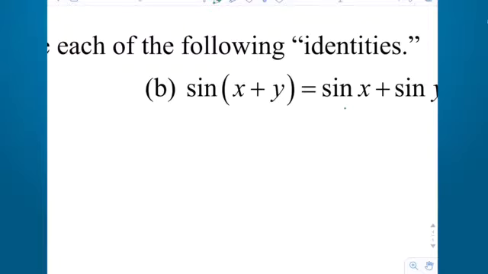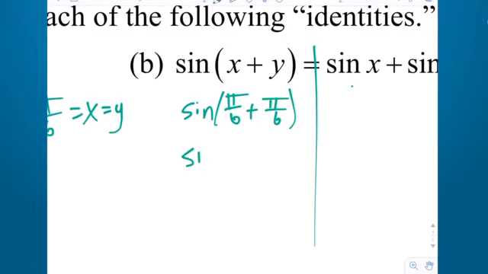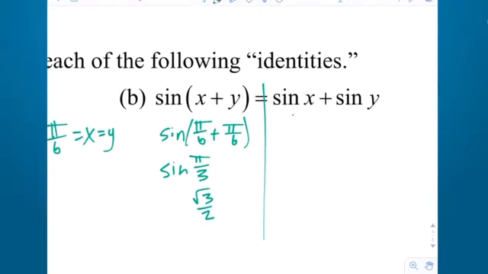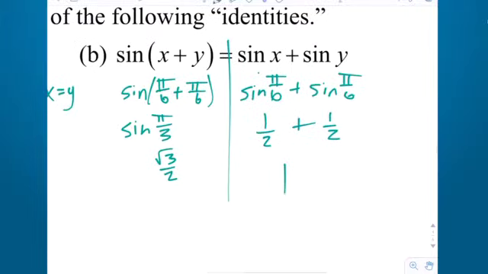Pi 6 and pi 6? Sure, might as well. Let's try it. Pi 6 equals x, which equals y. So we're going to get sine of pi 6 plus pi 6 on this side. They could be the same. There's nothing wrong with that. That would be the sine of 2 pi 6, or 1 pi thirds. What's sine of 1 pi thirds? Square root of 3 over 2. And over here, if we plug in sine of pi 6 plus sine of pi 6, that's a half plus a half. And two halves make a whole. Well, those don't equal each other. So there you go. It's not true.